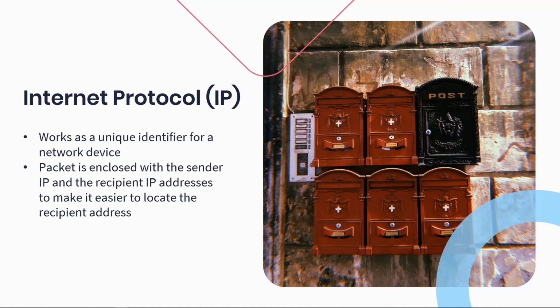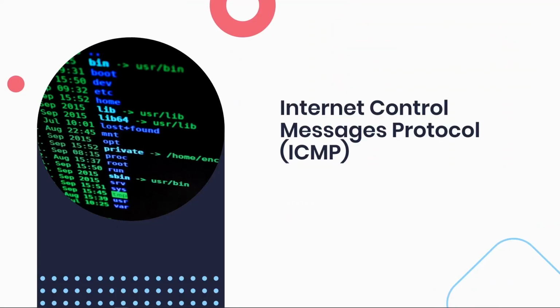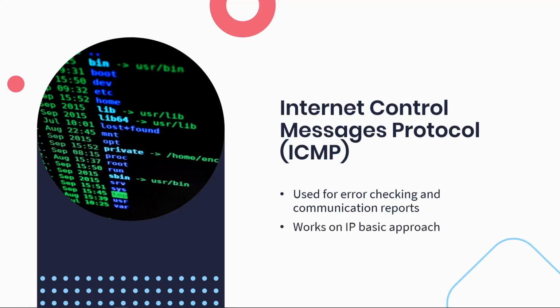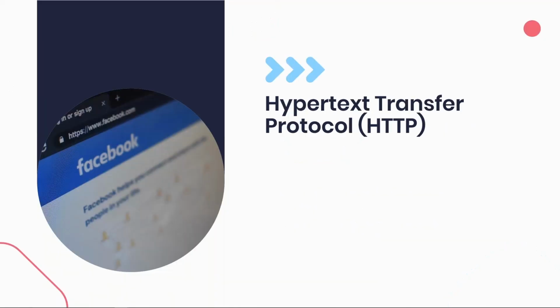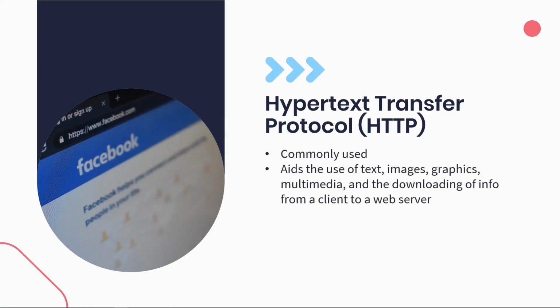Internet Control Messages Protocol, ICMP, is one of the most commonly used protocols when it comes to error checking and communication reports between two hosts. It works on an IP basic approach to check the connectivity, utilizing the ping utility to send ICMP echo requests to a host to confirm the status of the request back to the sender. The Hypertext Transfer Protocol, HTTP, is another commonly used protocol. It aids the use of text, images, graphics, multimedia, and the downloading of information, data from a client to a web server.